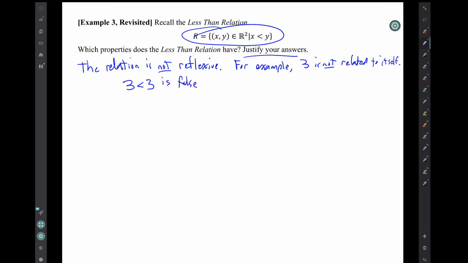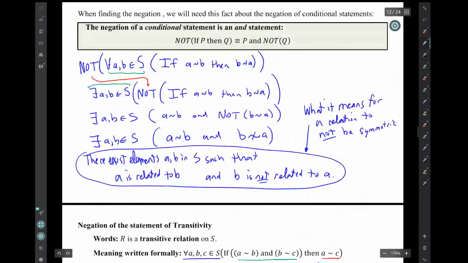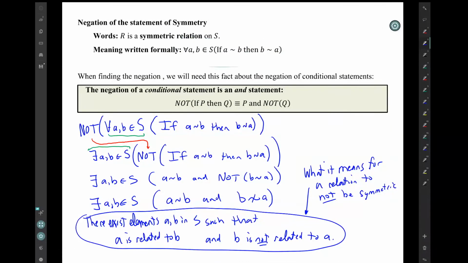Is the relation symmetric? Well, remember that the definition of symmetric is this. For all elements A and B, if A is related to B, then B is related to A. To say that a relation is not symmetric means this. There exist elements A and B such that A is related to B and B is not related to A. So there exist elements that have that property.